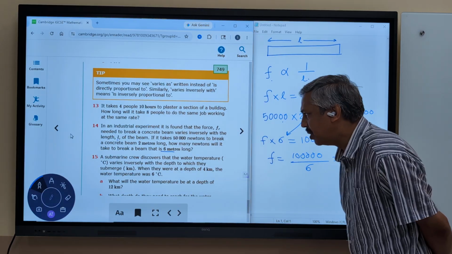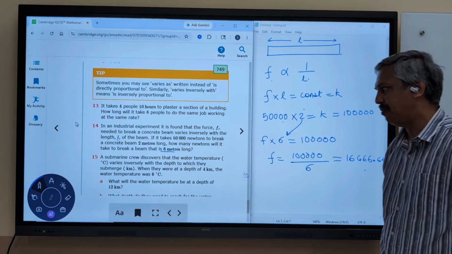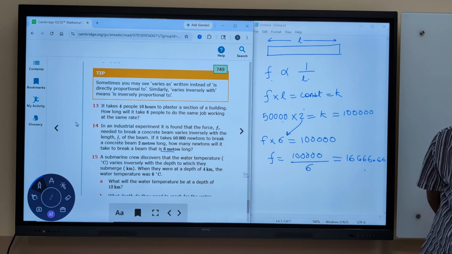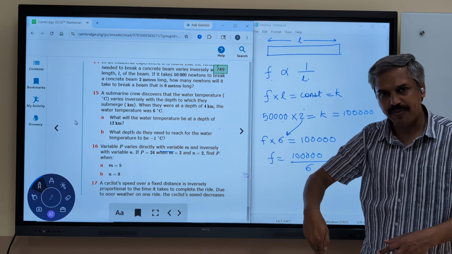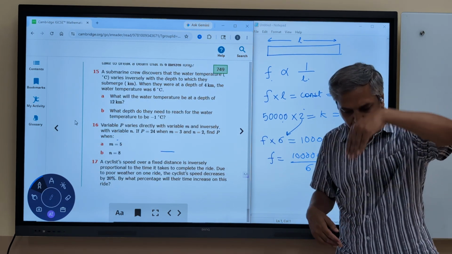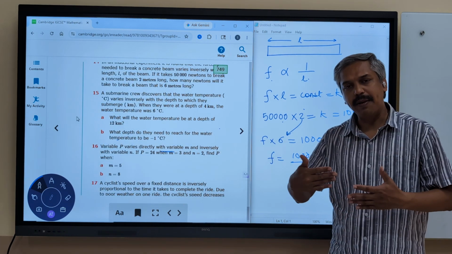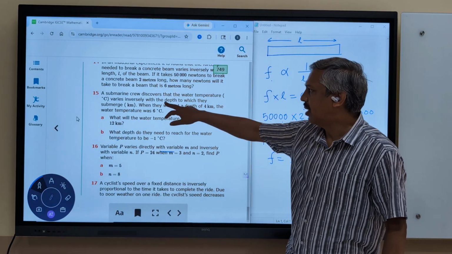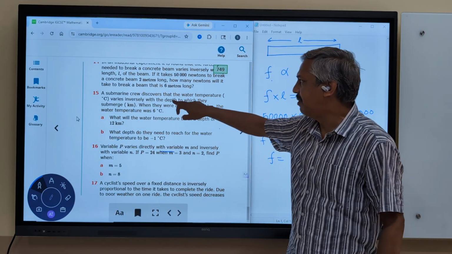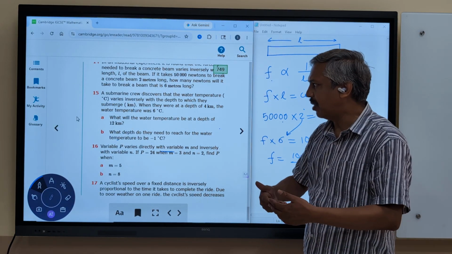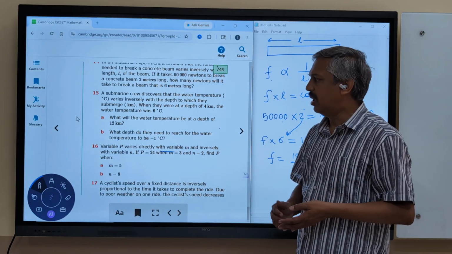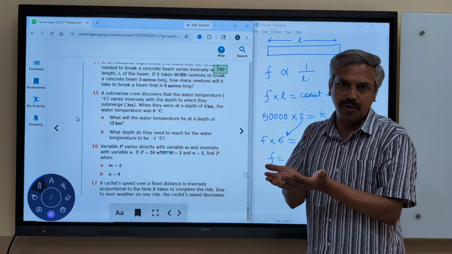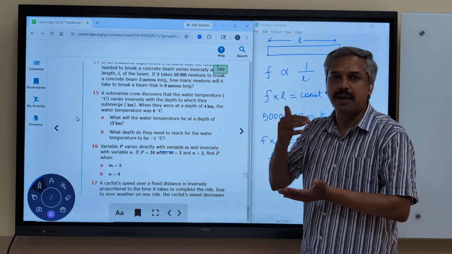A submarine crew discovers that the water temperature varies inversely with the depth. The more deep you go, the less the temperature. It varies inversely with the depth. The deeper you go, the lesser is the temperature. If you are near the surface, the temperatures are higher.